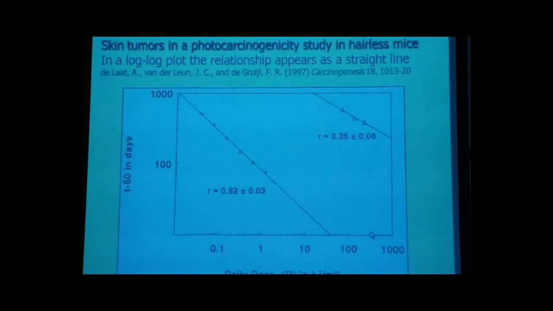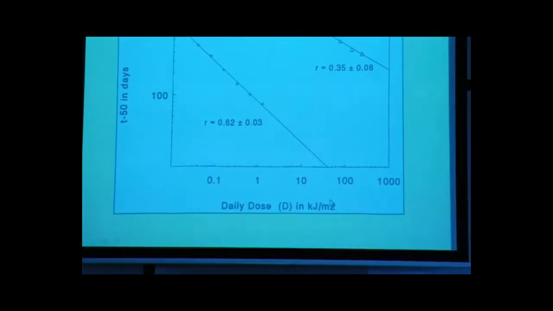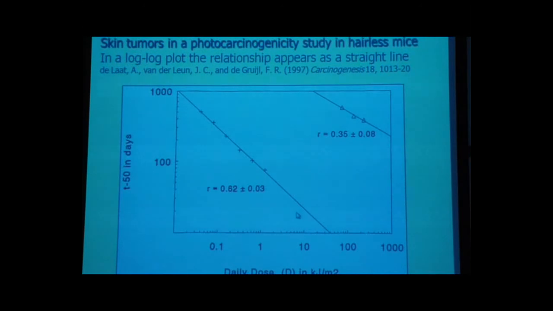And this appears to have general applicability, because in a photocarcinogenicity study in hairless mice, it was also shown that the time up to the appearance of skin tumors was linearly related to the daily dose of ultraviolet light. This curve is the curve for ultraviolet B light, and this for ultraviolet A light.